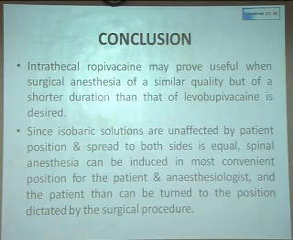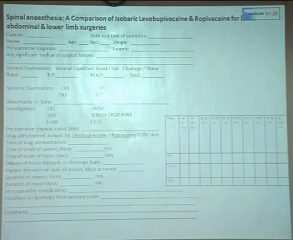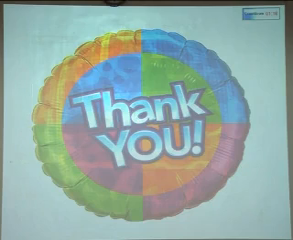Since isobaric solutions are unaffected by patient position and spread to both sides equally, spinal anesthesia can be induced in the most convenient position for the patient and anesthesiologist, and the patient then can be turned to the position dictated by the surgical procedure. This was a proforma used for conducting the cases. References.